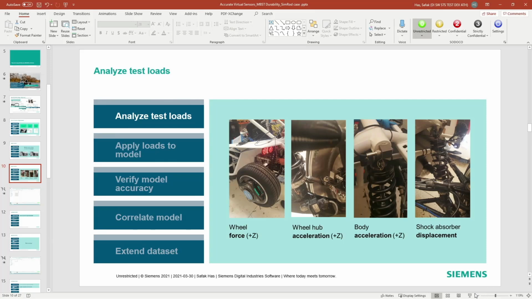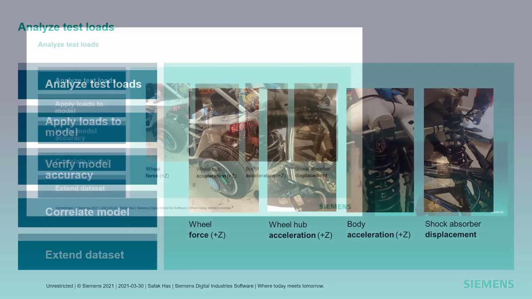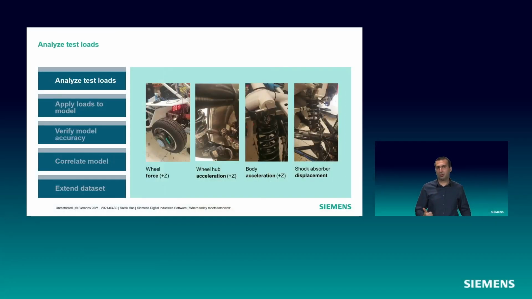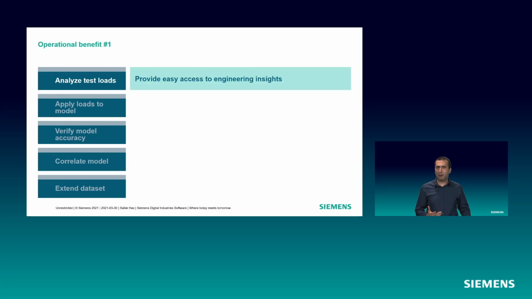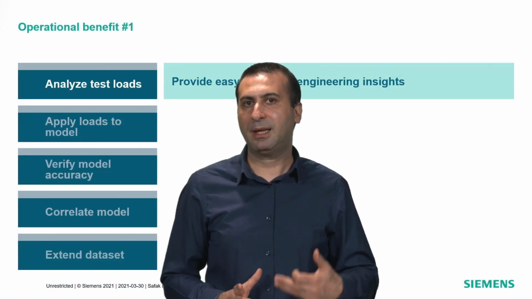Okay, this is where we left. So what I did, I compared different signals from different runs, sawtooth and Belgian block. I could easily demonstrate that Belgian block is more damaging for me, and Simcenter Testlab software, as an operational benefit, gave me the ability to have easy access to engineering insight in the data. It's a little bit further, much further than comparing the time data, let's say.